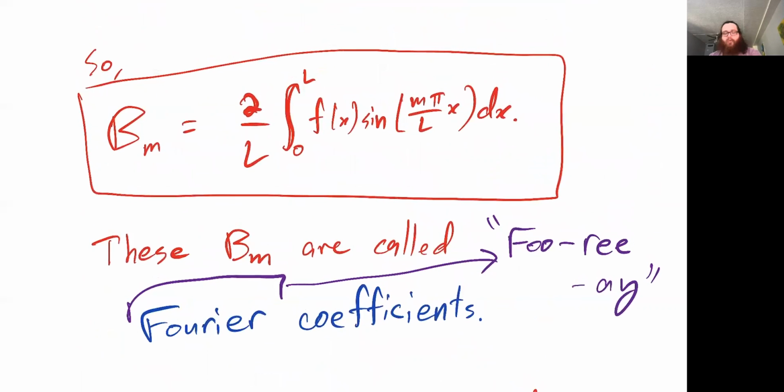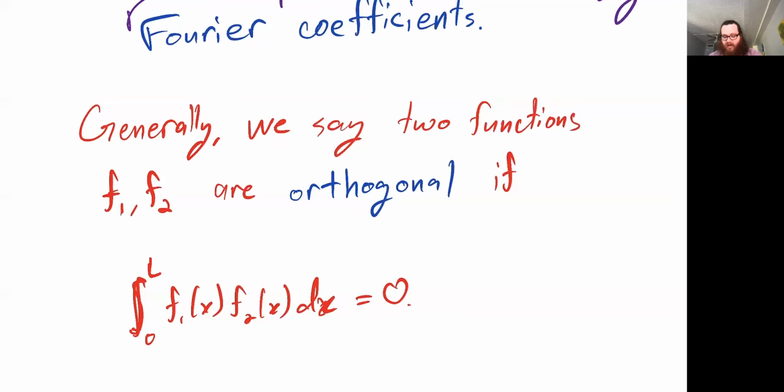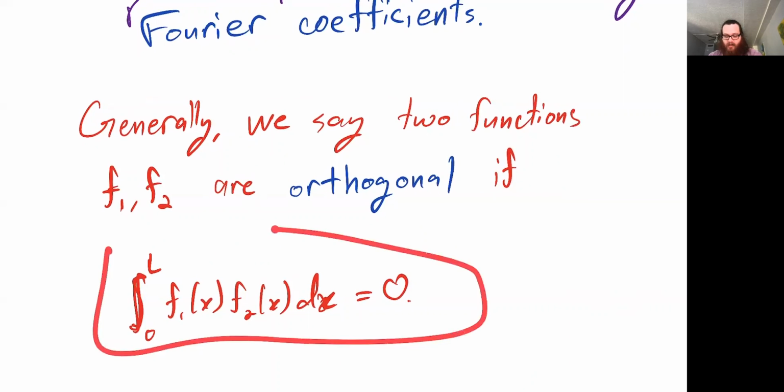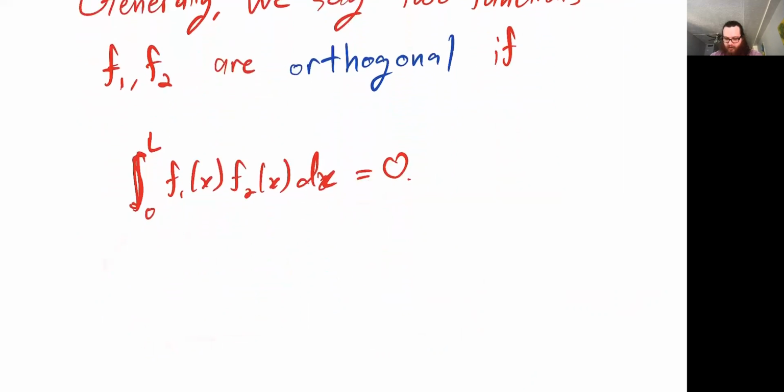The question is, from a linear algebraic perspective, what are we really dealing with? Generally, we say two functions are orthogonal, not just vectors, but functions now, if the integral of their product is 0. An equivalent thing would be to say these functions are perpendicular. We're borrowing the geometric words and geometric motivation, but applying it to functions.